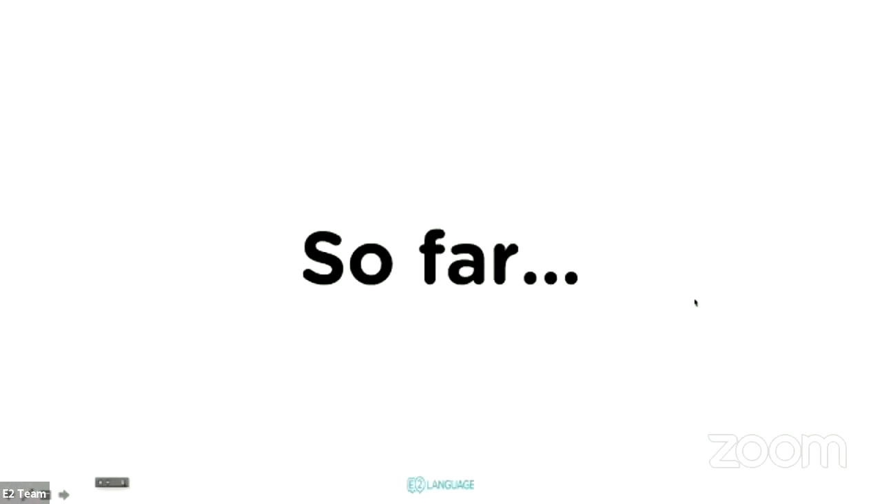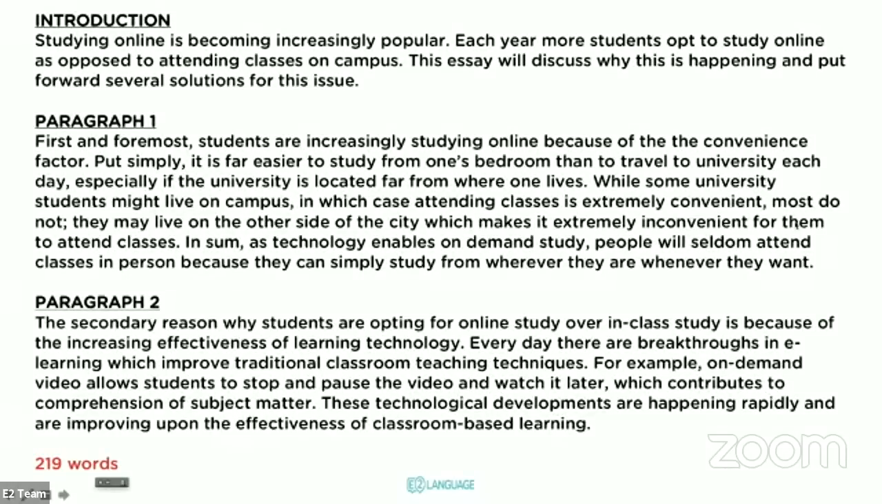All right. So far in our essay for the problem solutions, we've written this. We have an introduction, which we know now is a 3-sentence introduction. We've written paragraph 1 about the first cause, which was convenience. We've written a paragraph which is the second cause, which is effectiveness. Now, we've written 219 words.